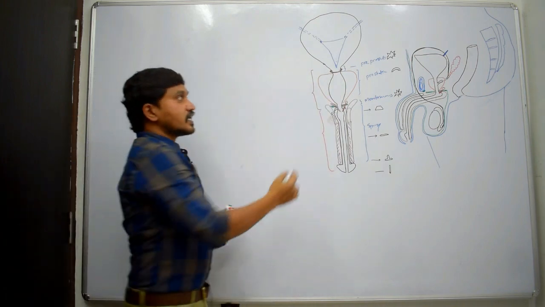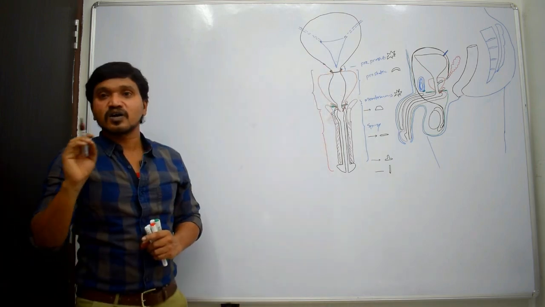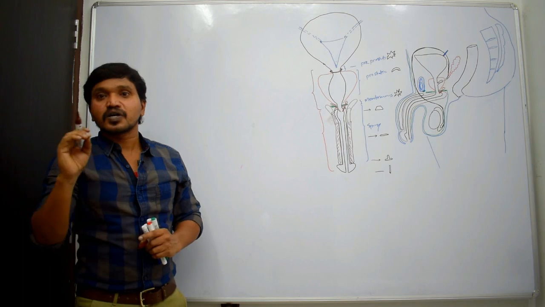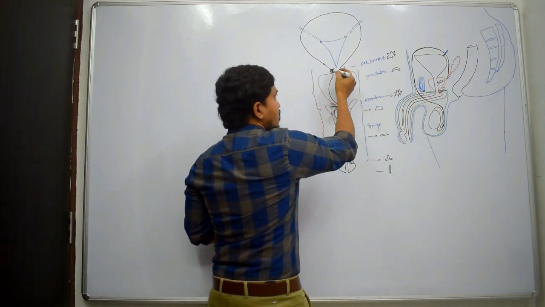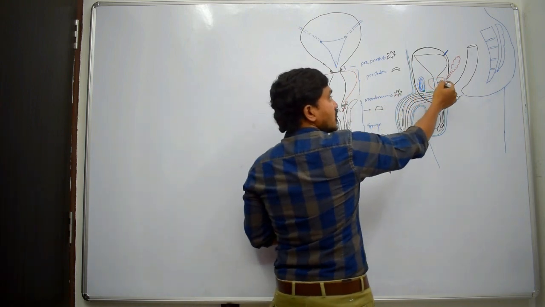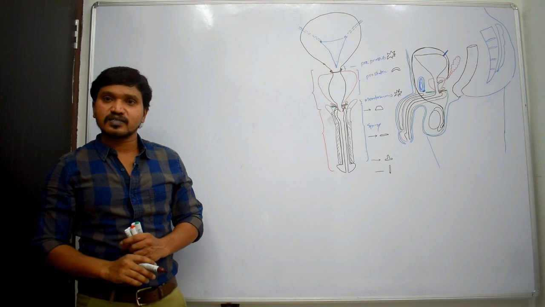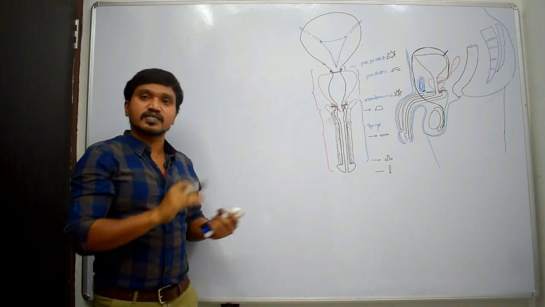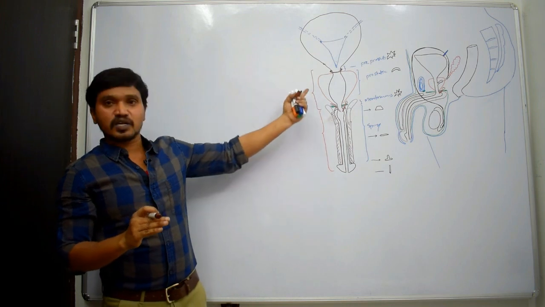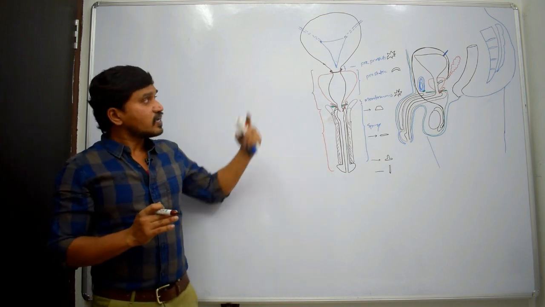If there is damage to the internal urethral sphincter, it leads to incontinence of urine and retrograde ejaculation. That means there will be ejaculation of semen into the urinary bladder. What will happen if that happens? Infertility. During ejaculation, semen will not be entering into the vagina. It is entering into the urinary bladder. So, which leads to infertility. Right?